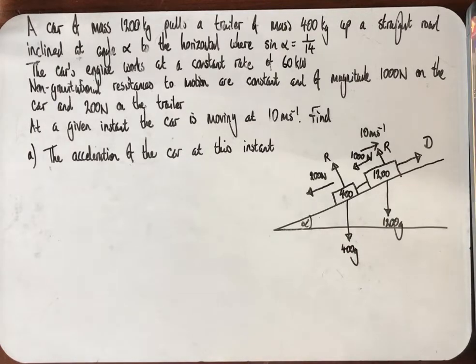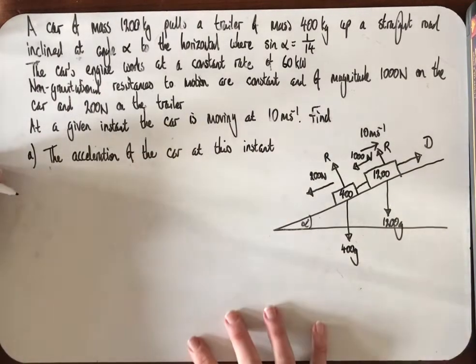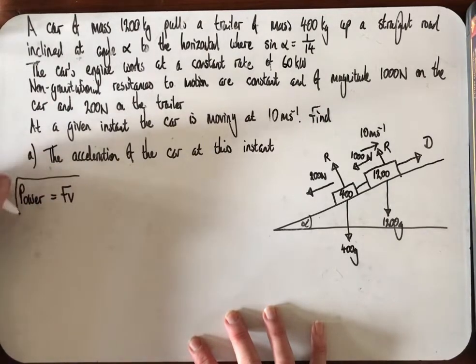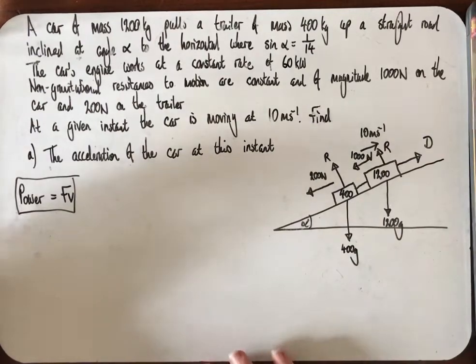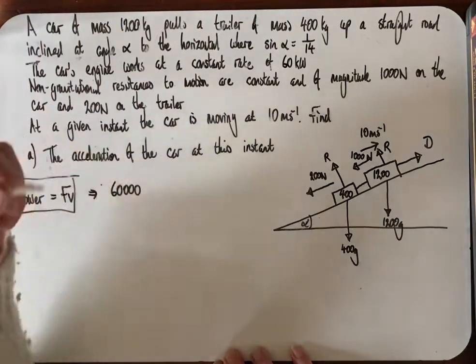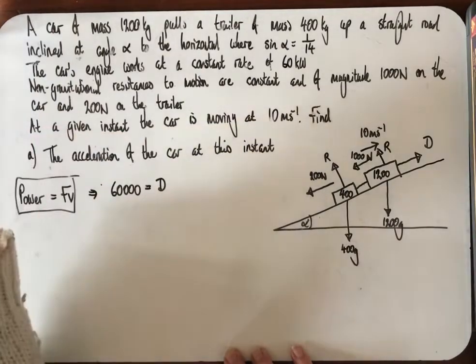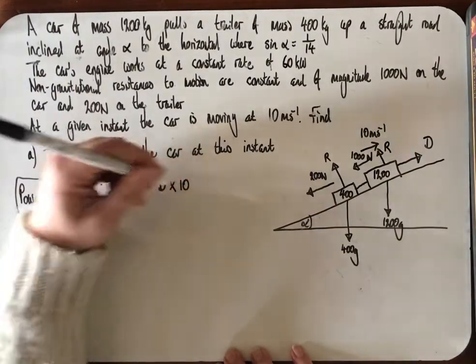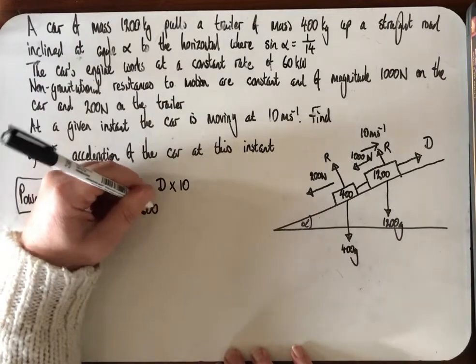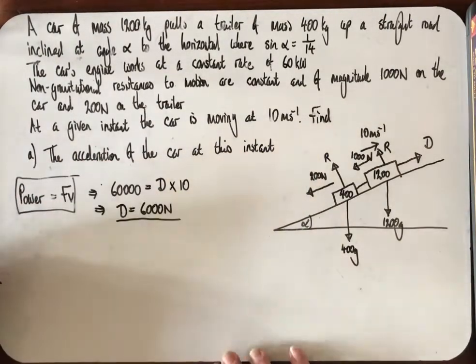And the first thing we want to do is find the acceleration of the car at this instant. So if the car is working at a constant rate of 60 kilowatts, we can use power equals FV to find the driving force of the car. So the power is 60,000, and that's equal to the driving force times the speed. And so dividing by 10, the driving force is equal to 6,000 newtons. And then to find the acceleration, we can use F equals ma.